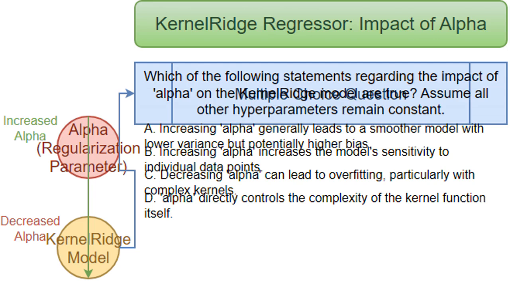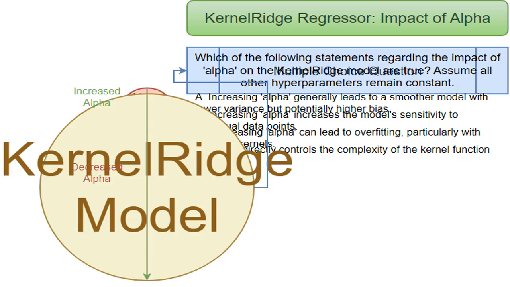Understanding how alpha affects the kernel ridge regression model. Kernel ridge is a powerful technique for modeling nonlinear relationships in data. Alpha directly impacts how well it smooths the model and avoids overfitting. When I decrease alpha, I reduce the penalty for model complexity.